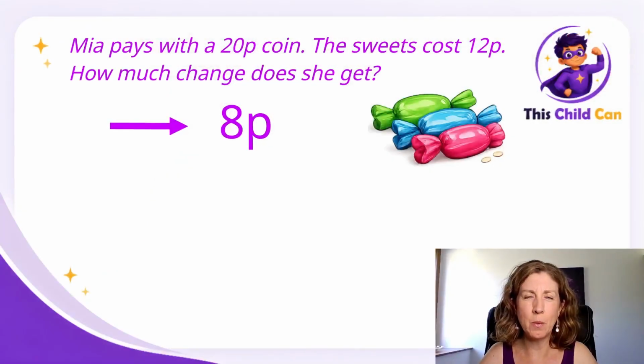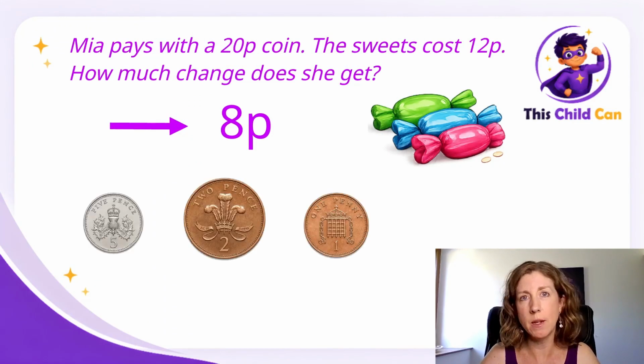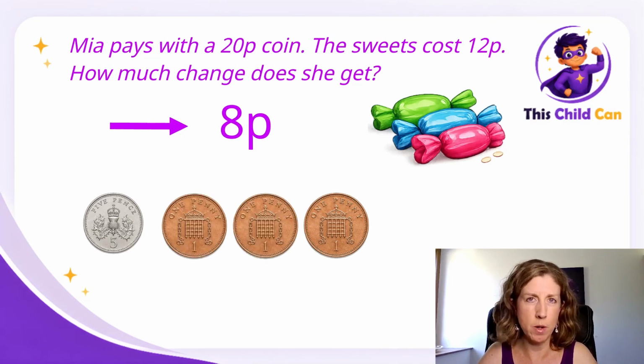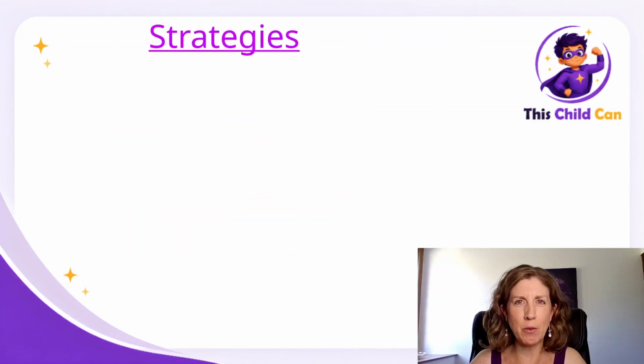In the last example, we saw that Mia received 8p change. But which coins could she have got back? Well, one option could be a 5p, a 2p and a 1p. Another option might be a 5p, a 1p, a 1p and a 1p. In a previous lesson, we looked at making coin totals. And in this lesson, we're applying that skill by showing the answer to a money problem. The key thing to remember here is that the calculation shows the amount, but the coins show us what that amount could look like.